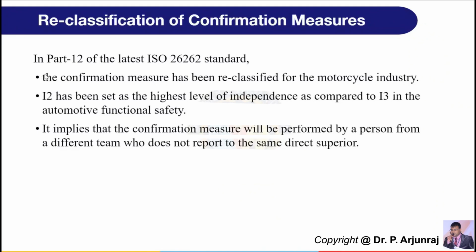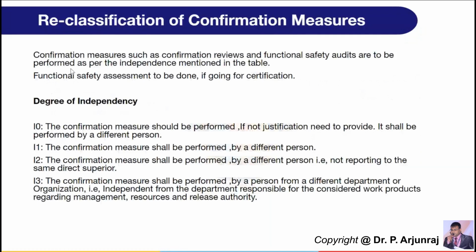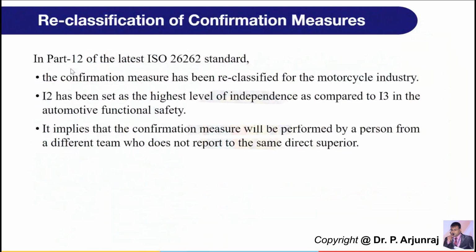So it doesn't mean that it is applicable only for two wheelers. It is also applicable for four-wheeler applications as well. But again, since I'm talking in a generic way, I was explaining it this way. Part 12 of the latest ISO 26262, the confirmation measure has been reclassified for the motorcycle industry.